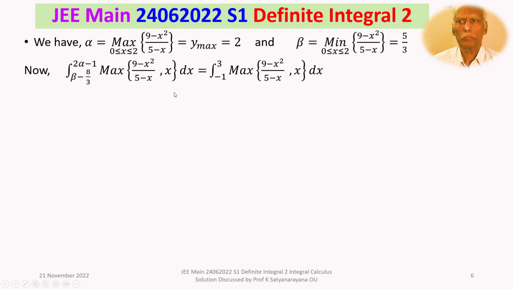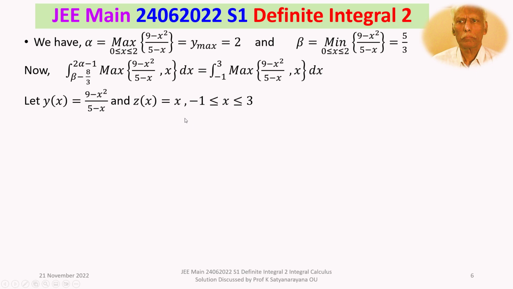So the integral is from minus 1 to 3 of the maximum of (9 minus x square) by (5 minus x), comma x, with respect to x. Let's call this y of x and this z of x. Let y of x equal (9 minus x square) by (5 minus x) and z of x equal x, where x varies in the closed and bounded interval minus 1 to 3.